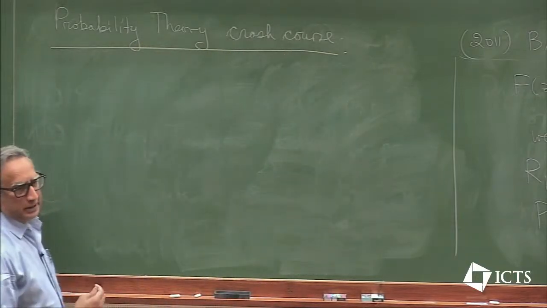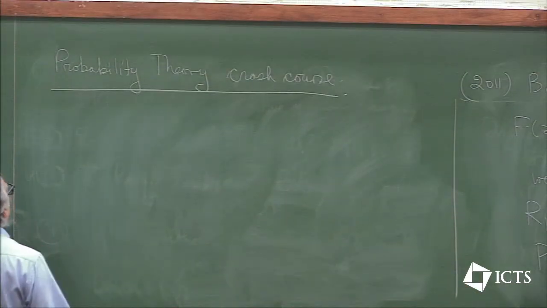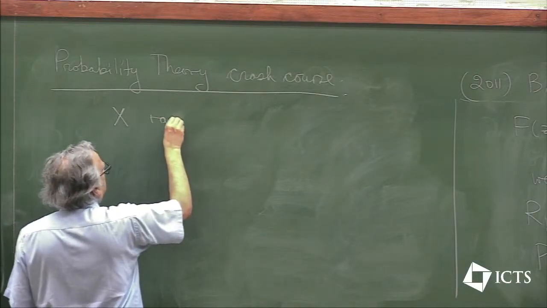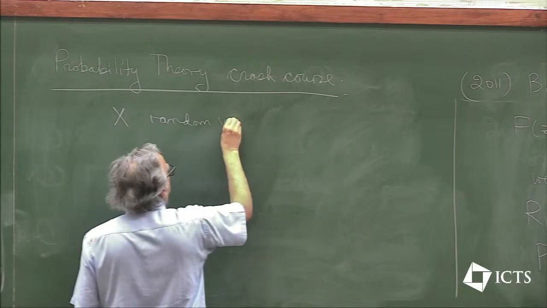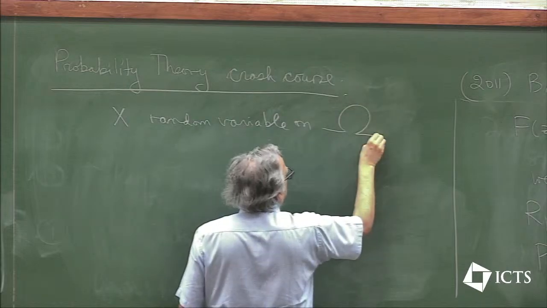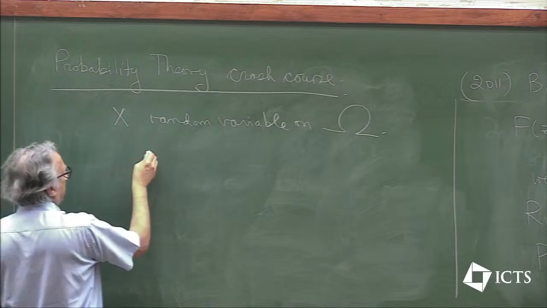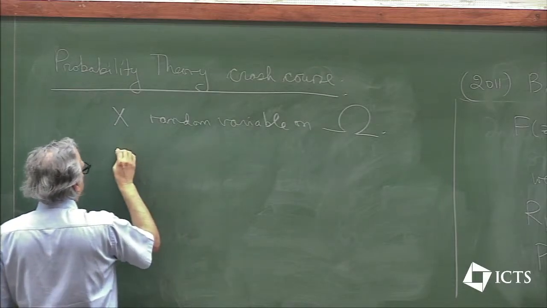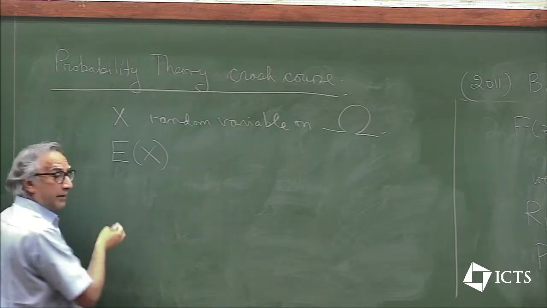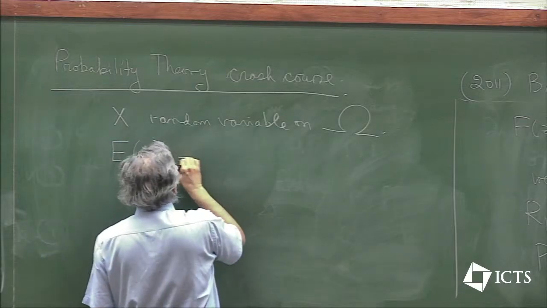So we have a probability space, we have random variables on the probability space, and we have a random variable X on some probability space. If it's a discrete random variable and there's a probability measure, we have what's called the expectation of the random variable, the expected value of the random variable. We have the variance. So this is called the mean.